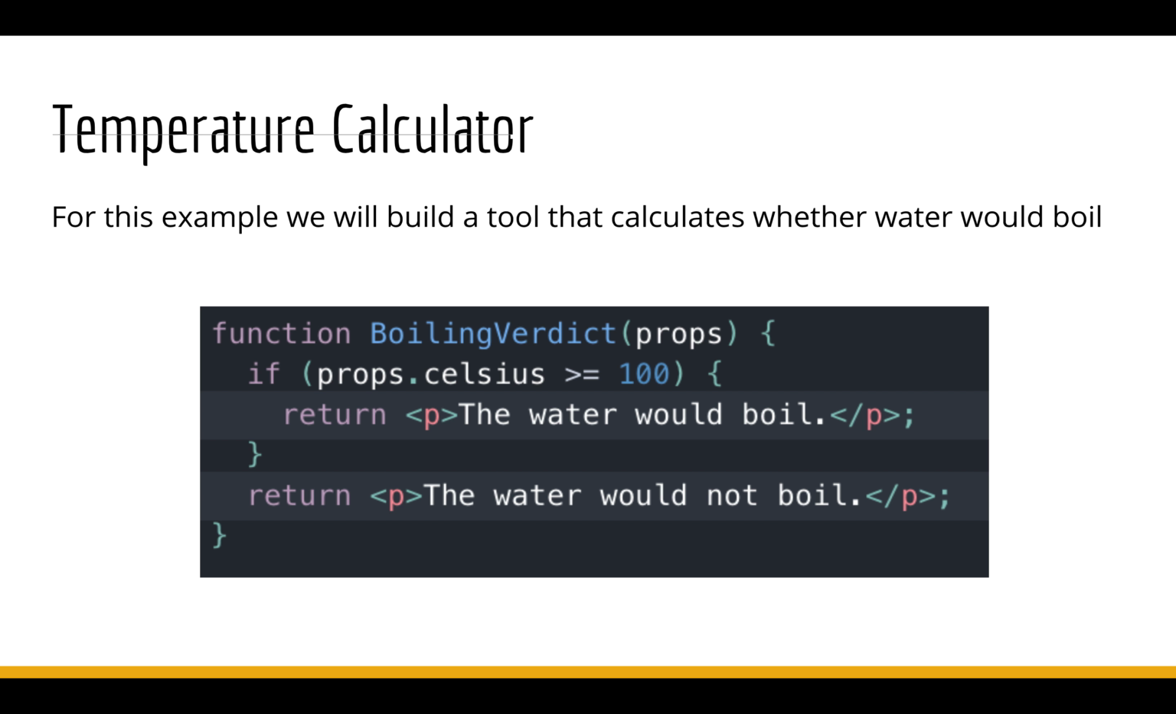So you see here, this is going to be our first component that we'll be using, boiling verdict. And boiling verdict is just going to take in some props, in this case props.celsius, and then it's going to use that to display a message about whether or not water would boil.